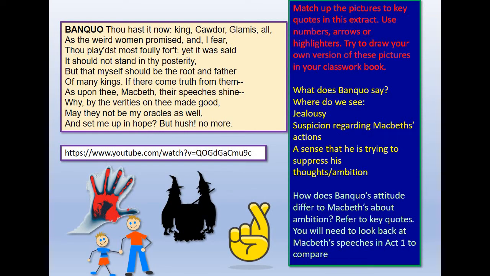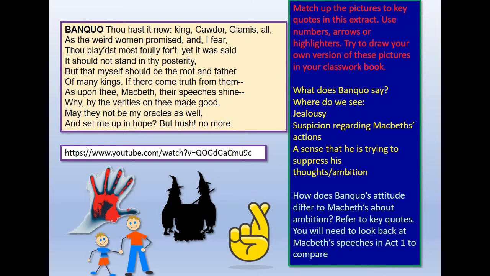Okay, so as you'll see on this slide, I've put the little speech up again so you've got it in front of you while you do it. Now, red learners, you're going to match up the pictures at the bottom of the screen, okay? I'm not going to describe them, they're quite easy to see and to work out. And you are going to match them with key quotes from this extract, just from that little section that's copied out at the top of the page.